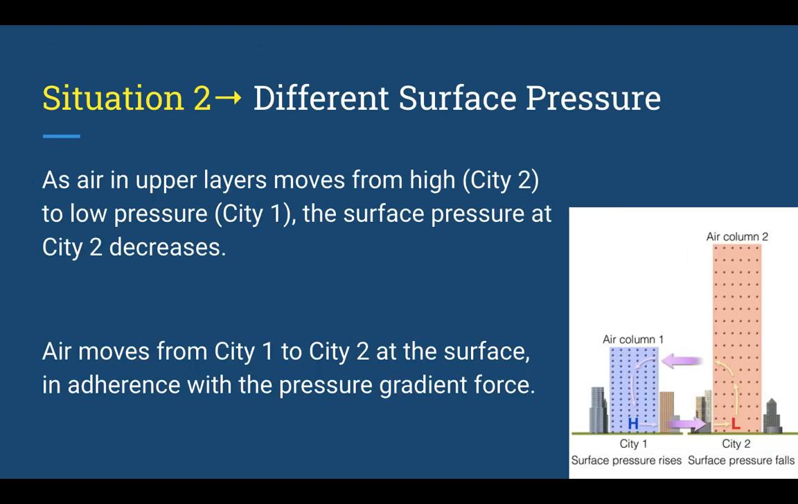Situation 2, if we're starting with different surface pressure: as the air in the upper layers moves from City 2 to City 1, which is low pressure, so we're starting from the end of that first situation, the surface pressure at City 2 is going to decrease. And then that makes it so air is going to move from City 1 to City 2 at the surface. And so you get this cycling: in the upper air, it's moving from City 2 to City 1, and then at the surface, City 1 to City 2.